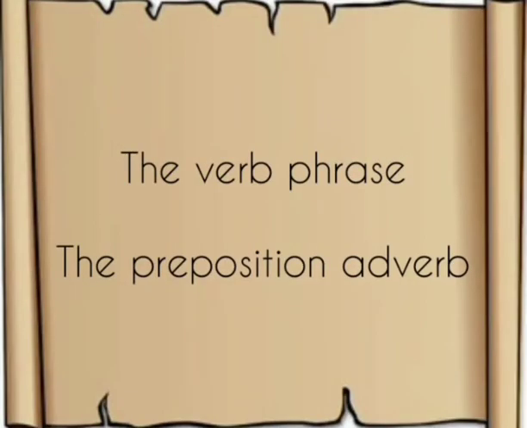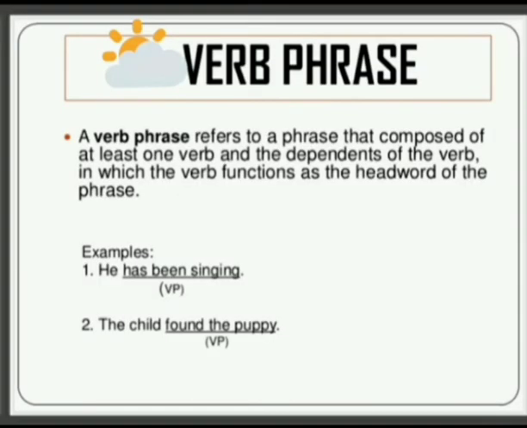I'm Leni Anggun Kusuma. I will explain about verb phrases and the prepositional phrase. Okay, the first is verb phrases. A verb phrase refers to a phrase that comprises at least one verb and the dependents of the verb, in which the verb functions as the head word of the phrase. For example, he has been singing. Has been singing is a verb phrase. And the second is the child found the puppy. Found the puppy is the verb phrase.